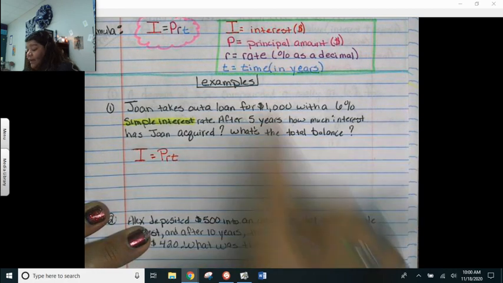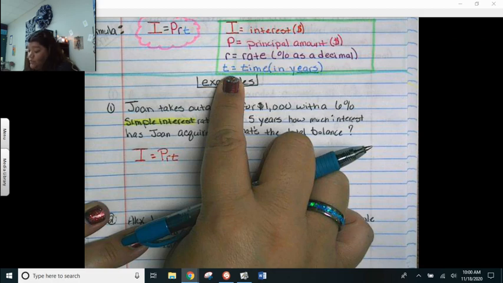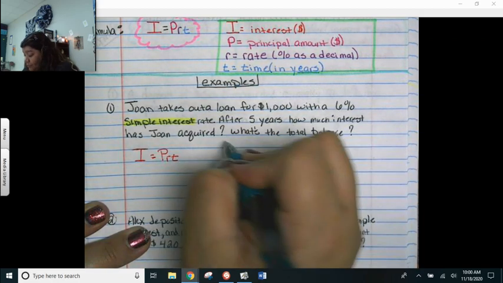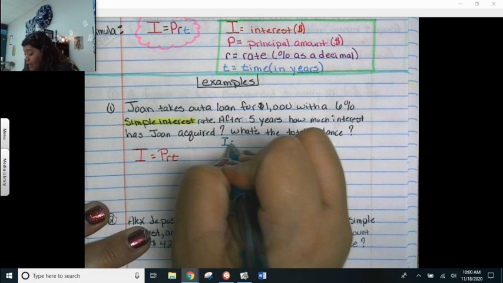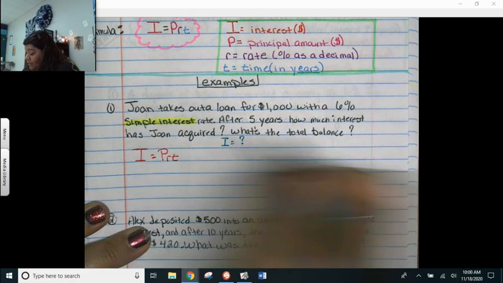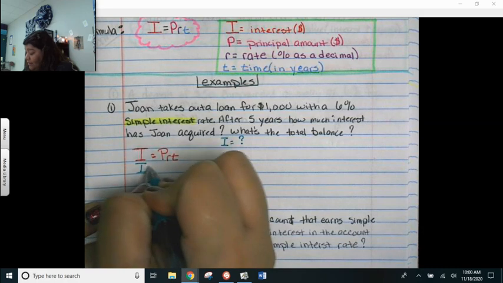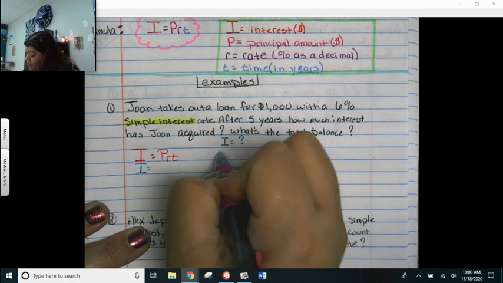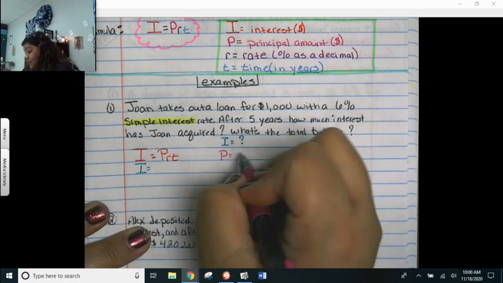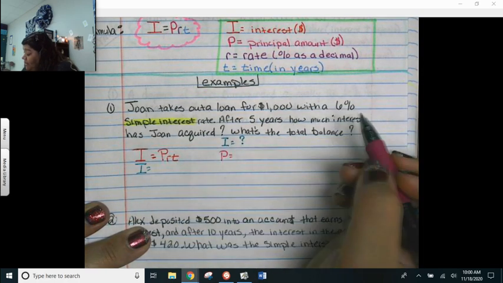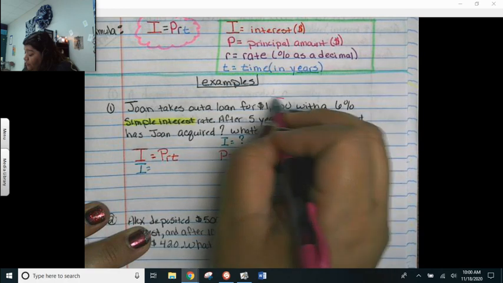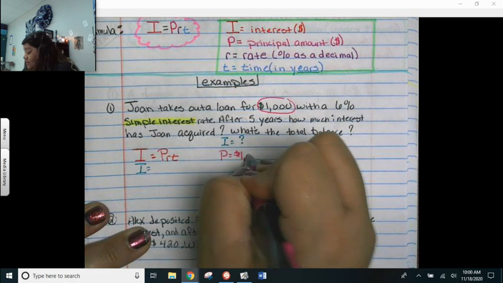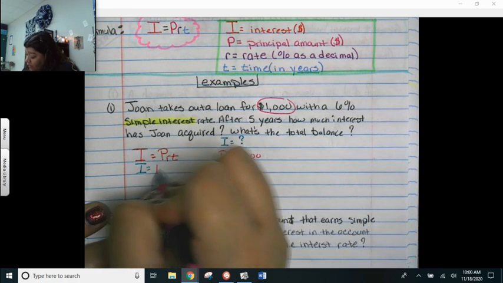Now you remember, every variable stands for something. So I stands for interest, and I don't know that yet. Okay, so I'm going to leave that as an I. P is my principal. Okay, so it's going to be how much the loan was for. All right, so this one is $1,000. I'm just going to put 1,000.